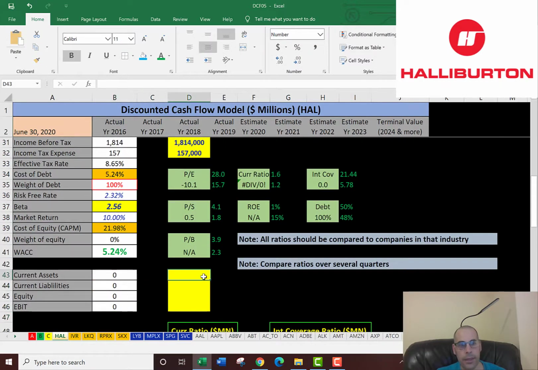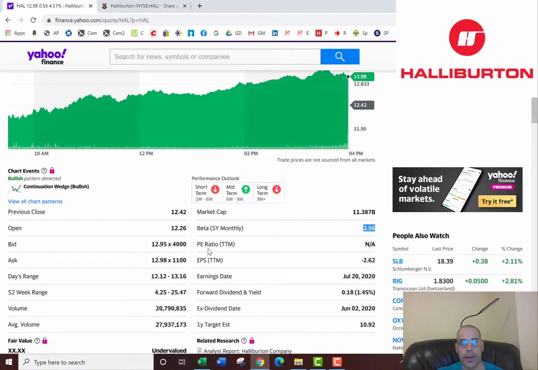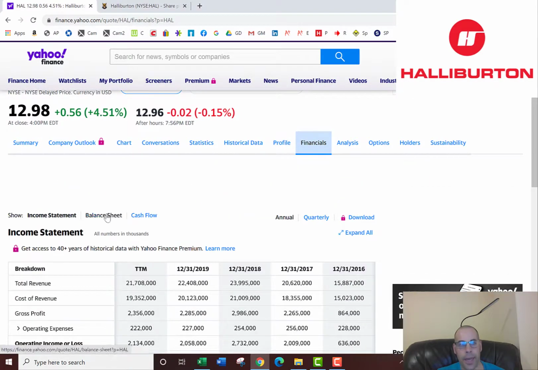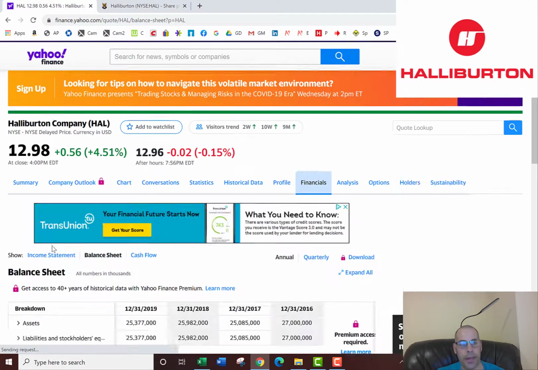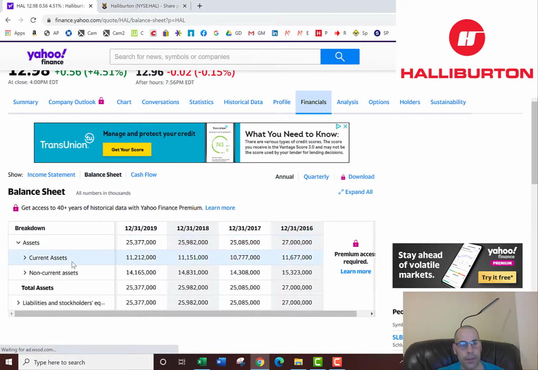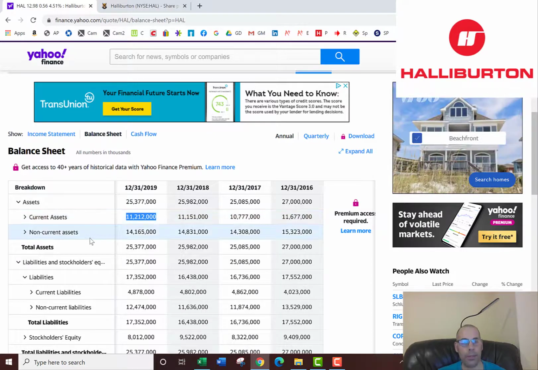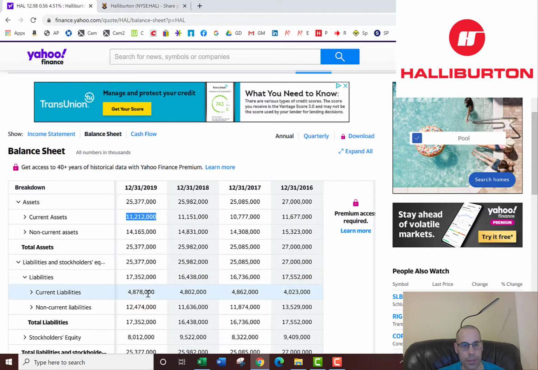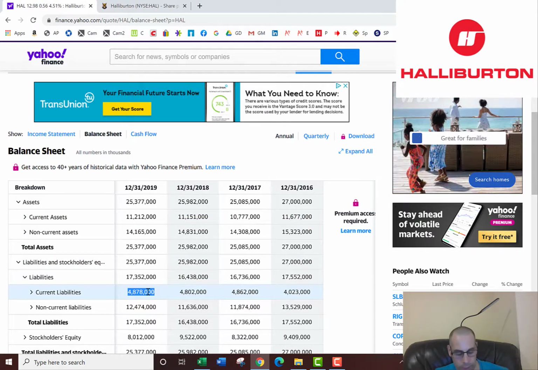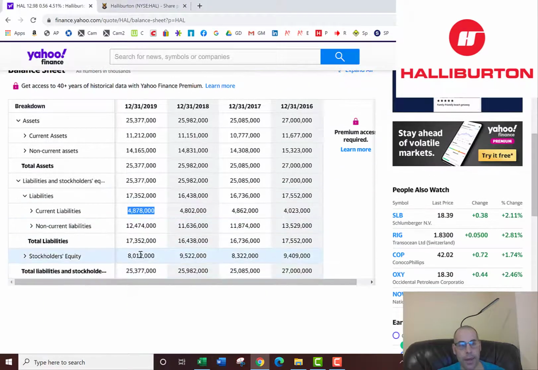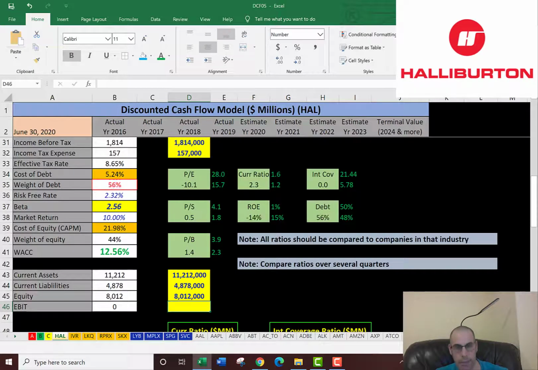So we also need a little more information from the balance sheet. Let's get their current assets. And these are assets which can be liquidated into cash within 12 months. And it includes cash, accounts receivable, and inventory. And that's 11.2 billion. We need the current liabilities. These are debts and payables due within 12 months. And that's 4.9 billion. We also need the equity. That's the value of the company according to the balance sheet. Total assets minus total liabilities, and that's 8 billion.